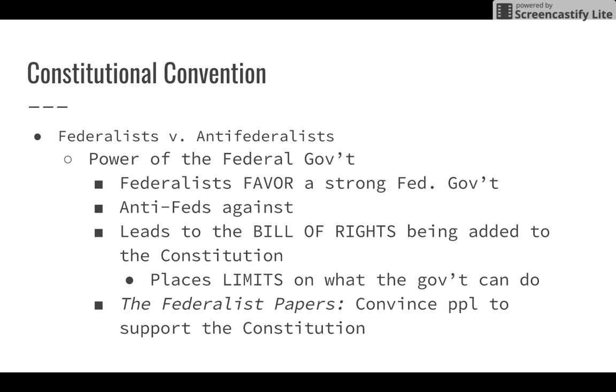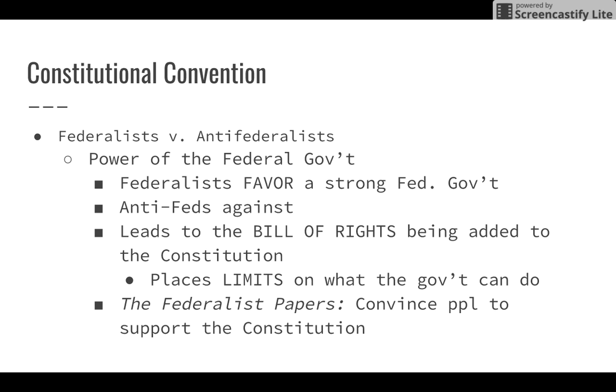Now, as far as the power of the federal government, we have the Federalists and the Anti-Federalists. As you can guess, the Federalists favor a strong federal government. Federalists are for a strong central government. The Anti-Federalists, AF, afraid of a strong central government. This will lead to the addition, or the amendment, of the Bill of Rights, the first 10 amendments to the Constitution. Okay, this will be put into the Constitution to get the Anti-Federalists to agree and sign off on the ratification, or the approval, of the Constitution.